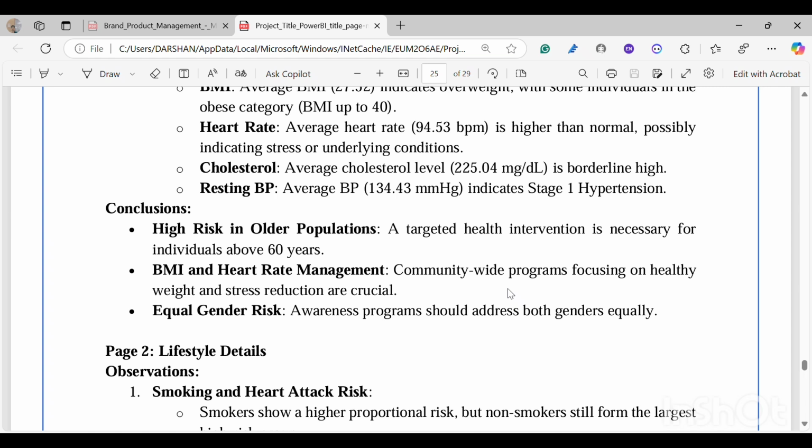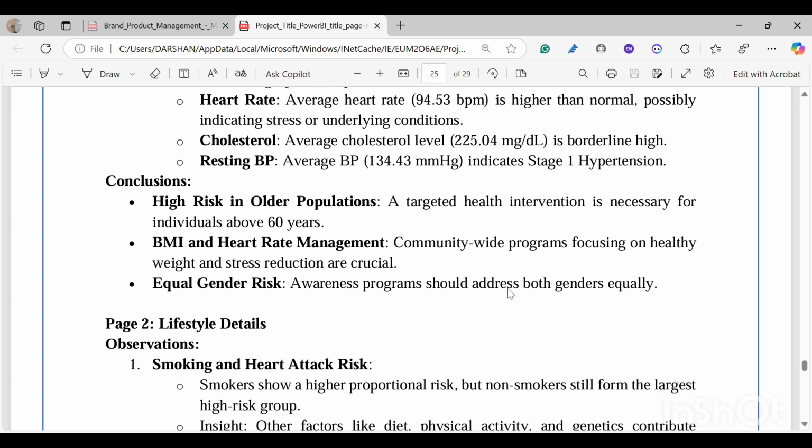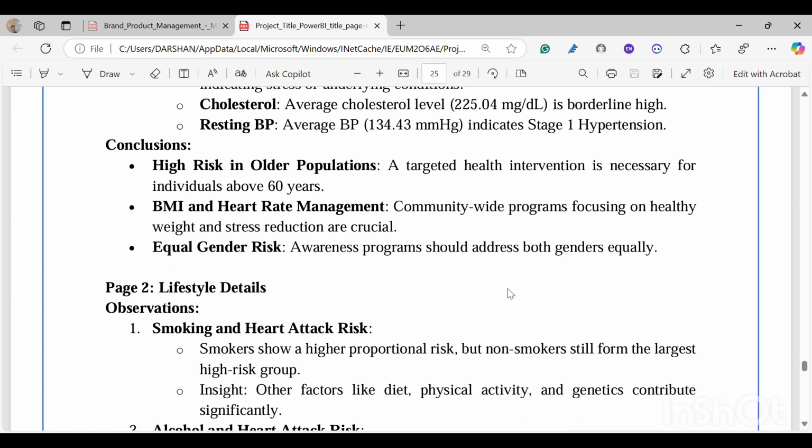So for BMI and heart rate management, we have to consider a community-wide program focusing on healthy weights and stress level reduction. We can all see the younger population also has a higher stress level. Apart from their studies, there might be some other factors contributing to their stress level, but stress is significantly higher in the younger population also. So we need to consider a program which can reduce the stress level. So the equal gender risk awareness program should address both genders equally.